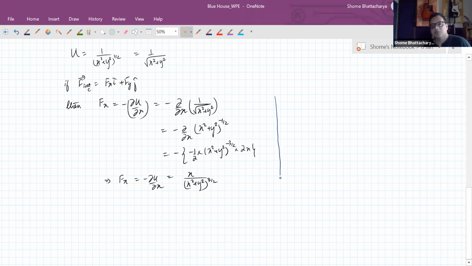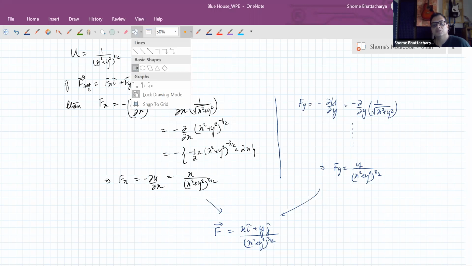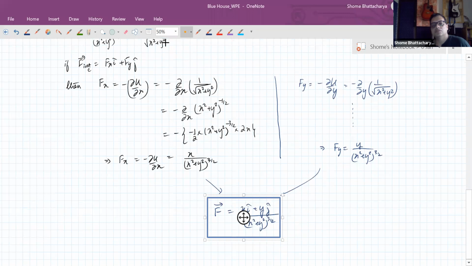So Fx becomes like this, and by a similar method, for Fy, here you will differentiate with respect to y, treating x like a constant. When you do all that, this is what you will get. Now combining these two, you can see the force becomes an expression like this. Make a note of this first of all.